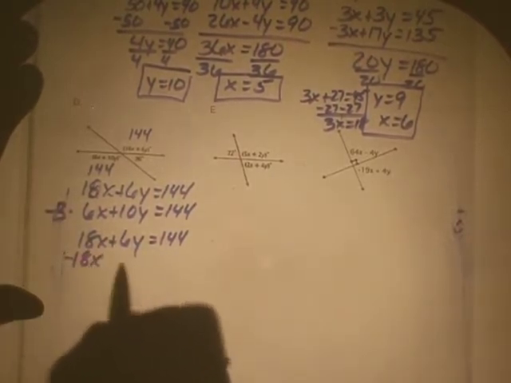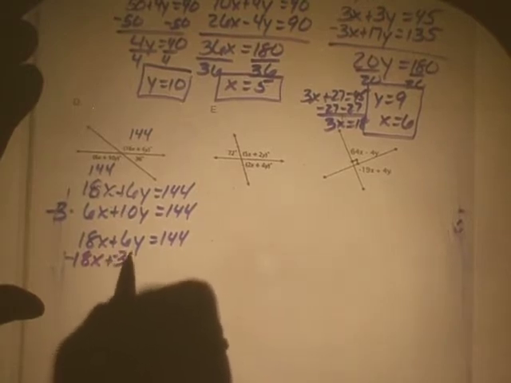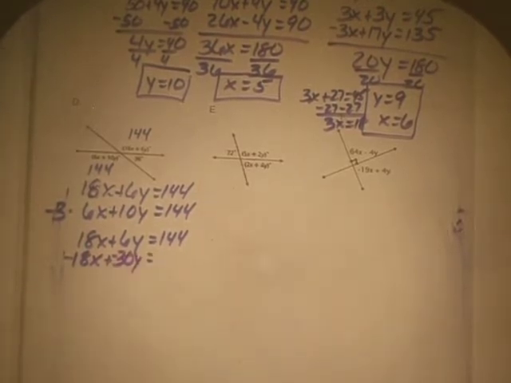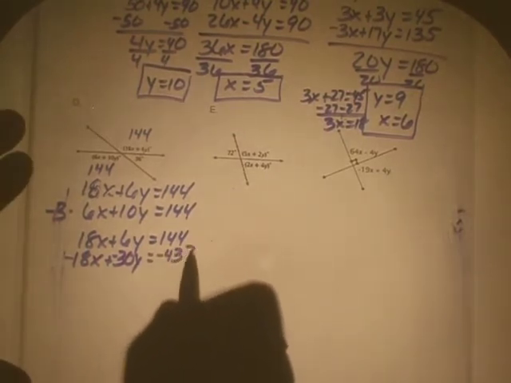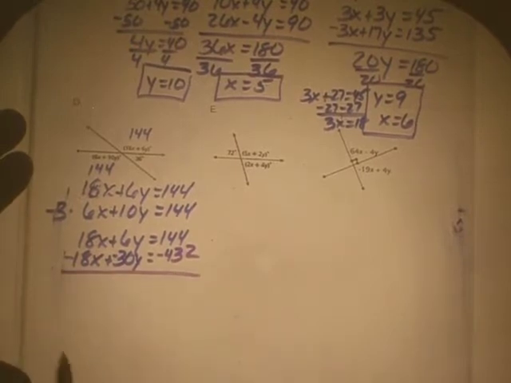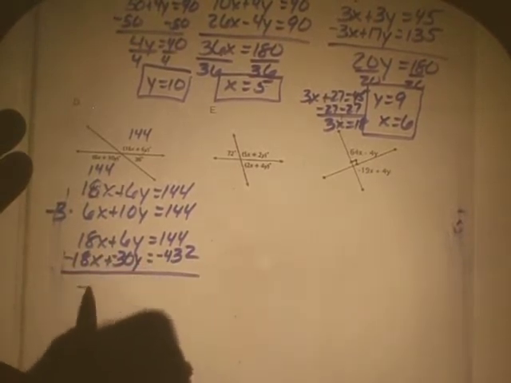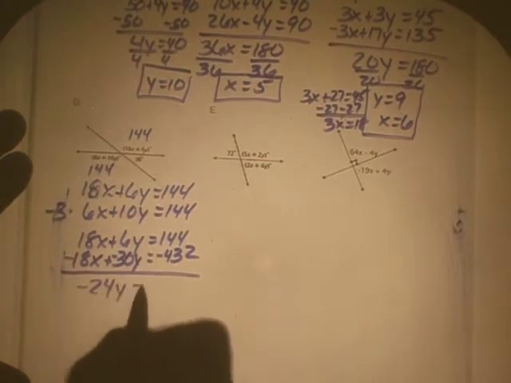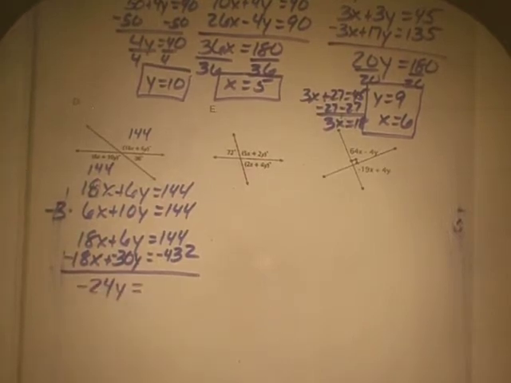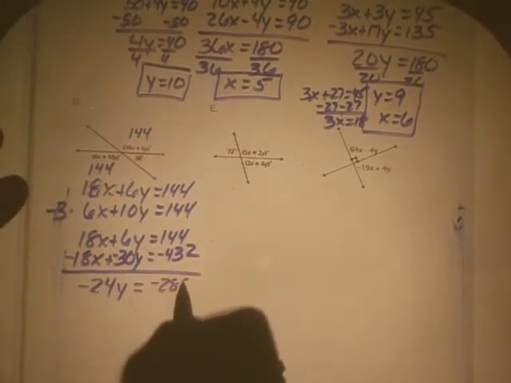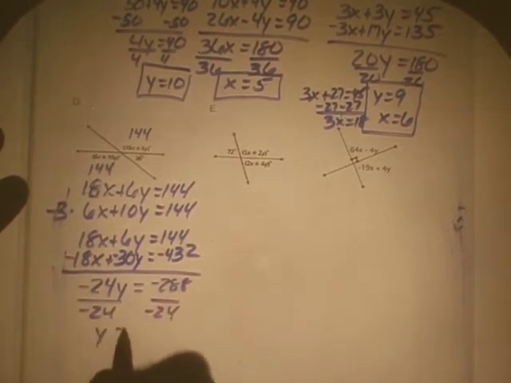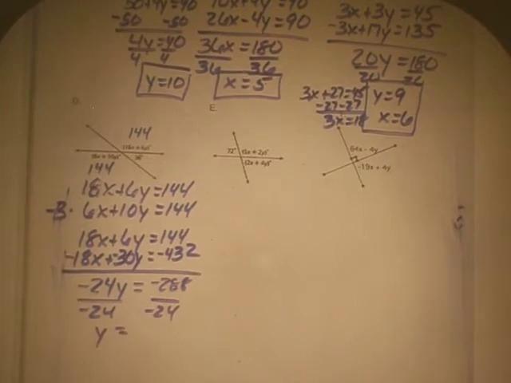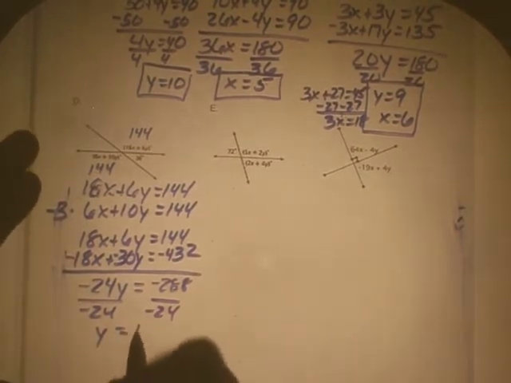And that becomes negative 18x, negative 30y, and 144 times negative 3 is a negative 432. Those will cancel nicely, and we are left with negative 24y equals negative 288. And when we divide both sides by negative 24, we are left with y equals 12.